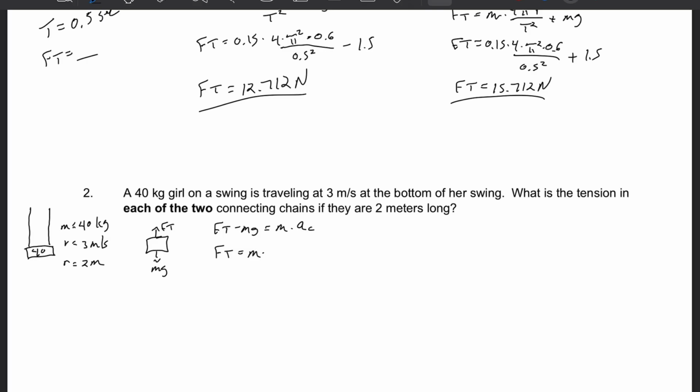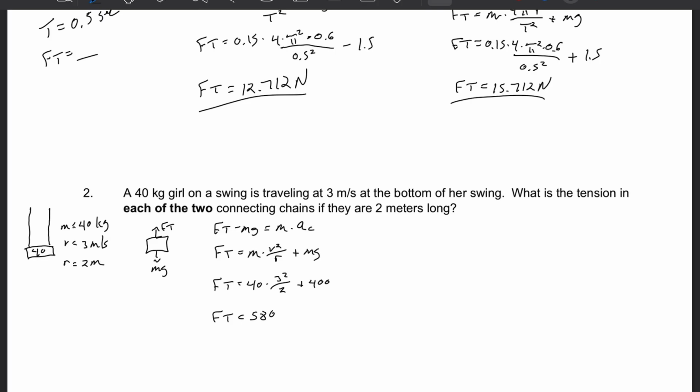So I'm going to say force of tension minus mg is equal to MAC. In this case, I'm going to change acceleration to v squared over r, because that's the variables I have. Once I've added mg to the other side, I can put in mass as 40 times v squared. V is 3, so 3 squared, divided by radius. Radius is 2, plus the 400, 400 being mg, mass times gravity. 40 times 9 divided by 2 plus 400. When I did that, I got 580.